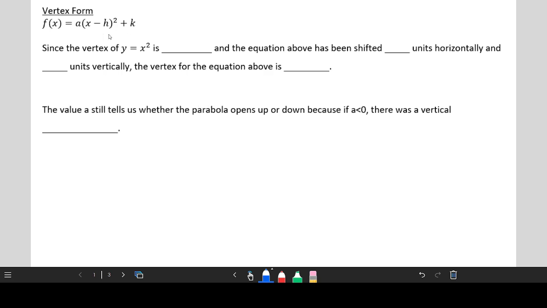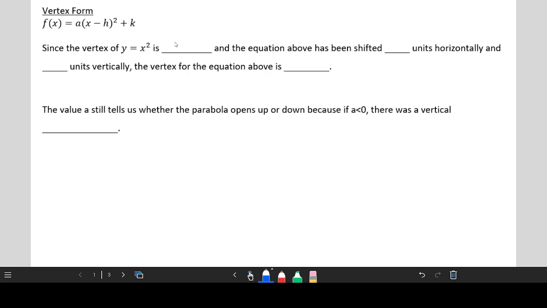And this relies on what we've discussed previously about transformations of functions. You can think of this as a transformation of y equals x squared. Inside the squaring, x has been replaced with x minus h. So that tells us that we've had a horizontal shift. And then the plus k on the outside tells us we've had a vertical shift.